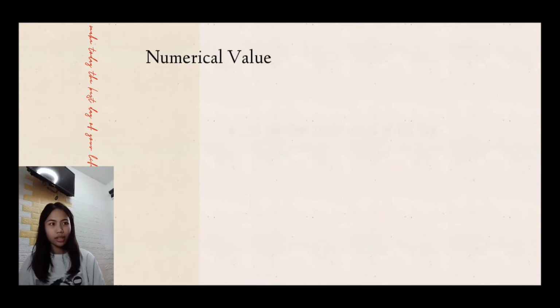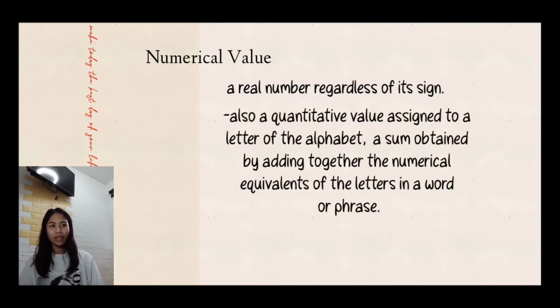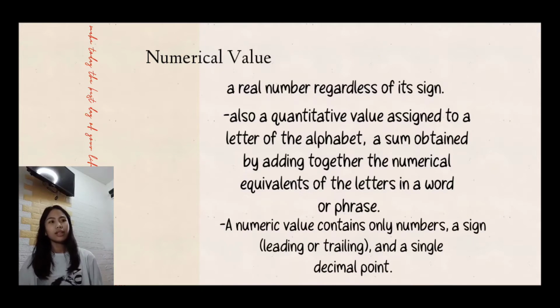Next is numerical value. A numerical value is a real number regardless of its sign. It is also a quantitative value assigned to a letter of the alphabet, a sum obtained by adding together the numerical equivalents of the letters in a word or phrase. If two names had the same numerical value, this fact showed some relation between the individuals. Leading or trailing spaces are removed before the string is evaluated. A numeric value contains only numbers, optionally with leading or trailing signs and a single decimal point.